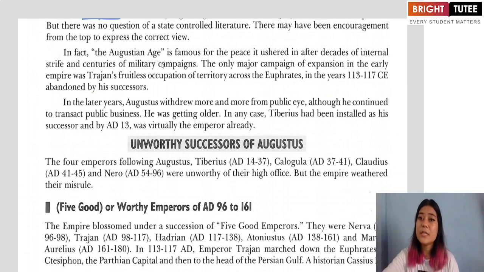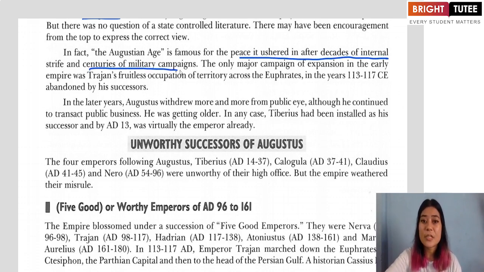Now, the reign of Emperor Augustus is very famous for the peace that it ushered in after decades of internal strife and centuries of military campaigns. Like I said before, Augustus is remembered for bringing peace in the empire. There used to be a lot of fights, conflicts, and rivalries. But when Augustus came to rule the Roman Empire, he made sure that peace was maintained. So not many military campaigns were fought, and there were no major wars during his period.